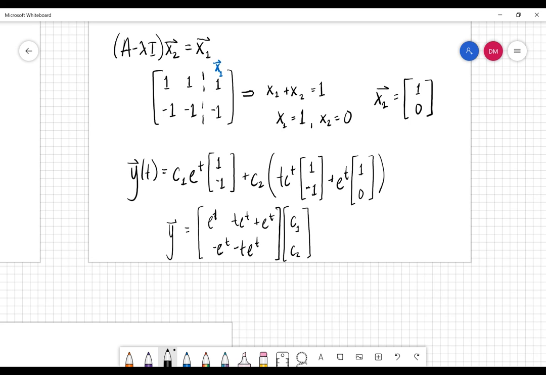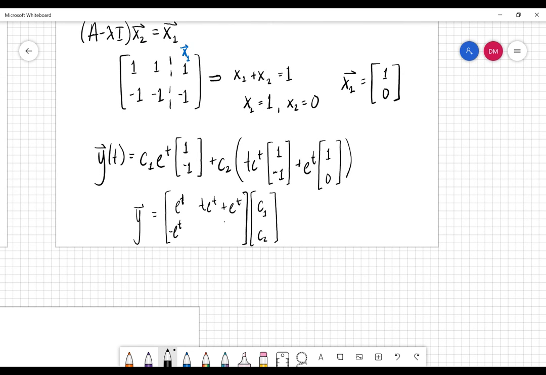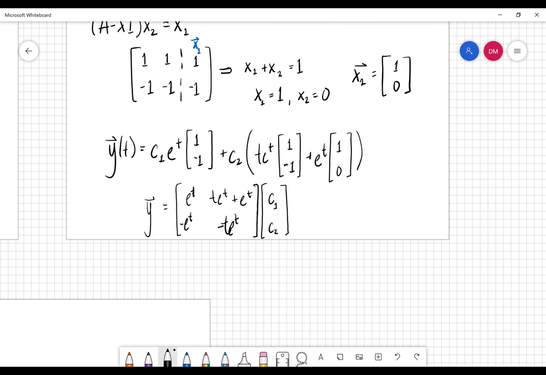And then this t e to the t plus e to the t will be times c sub 2. So we'll just leave that. And then same thing for row 2 here. I'm going to just separate these back out. So I get a negative e to the t for my first element, and a negative t e to the t for that element right there. This will make it a little easier. When we go to look at our fundamental matrix, we get psi of t is equal to exactly that.